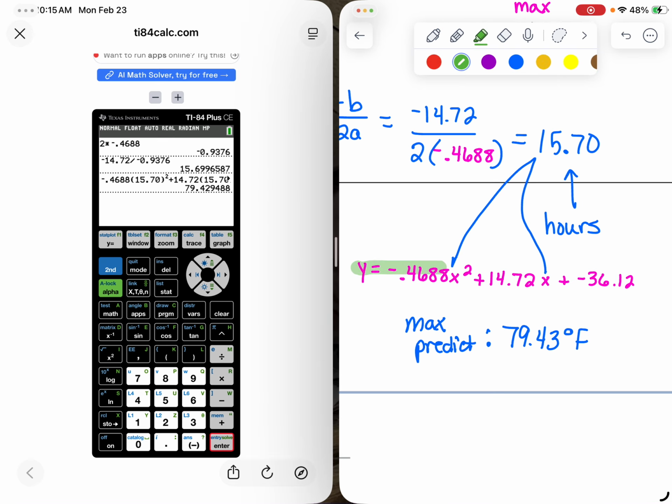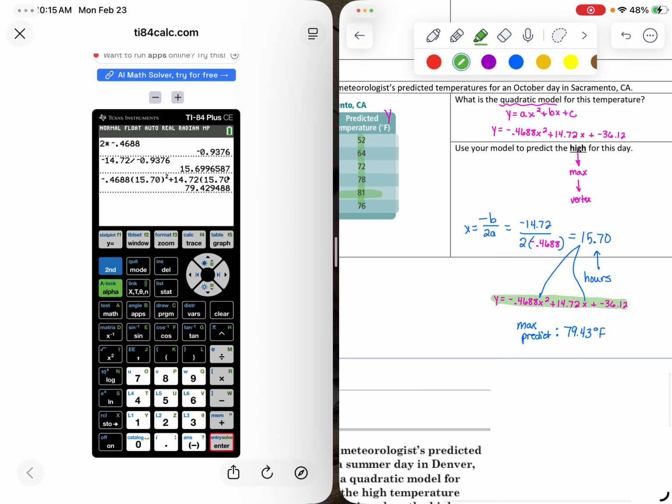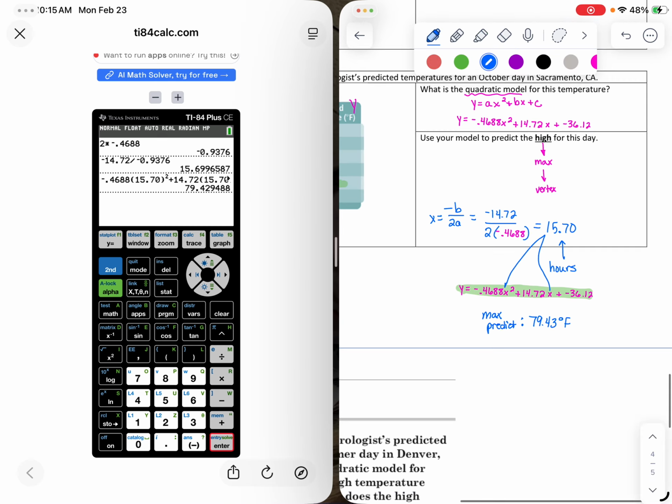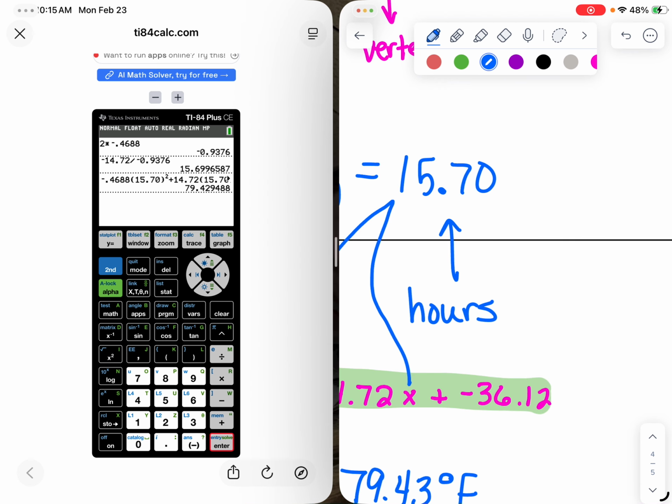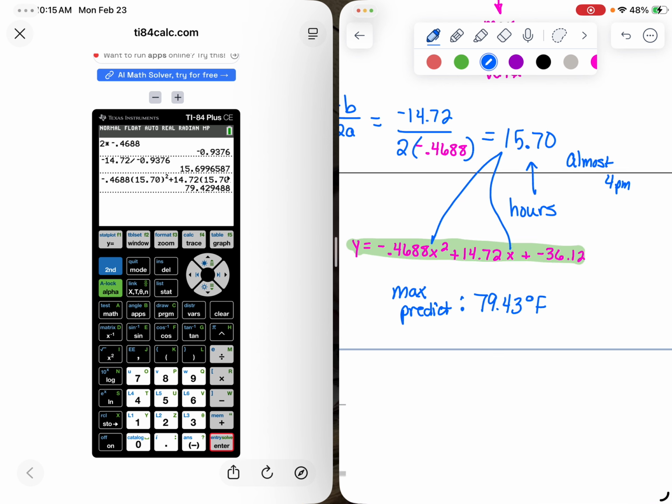Now, if you're wondering why that doesn't really match our chart, it's because this model, while it's a great model, is used as an estimate. How do I know that doesn't match my chart perfectly? Because I can see that it gets to 81. It's important for you to recognize that this quadratic model is just a model of the best they can do. So using our model, what is that as a time? It's almost 4 p.m. And that matches our data on the table. And the predicted maximum temperature is 79.43.